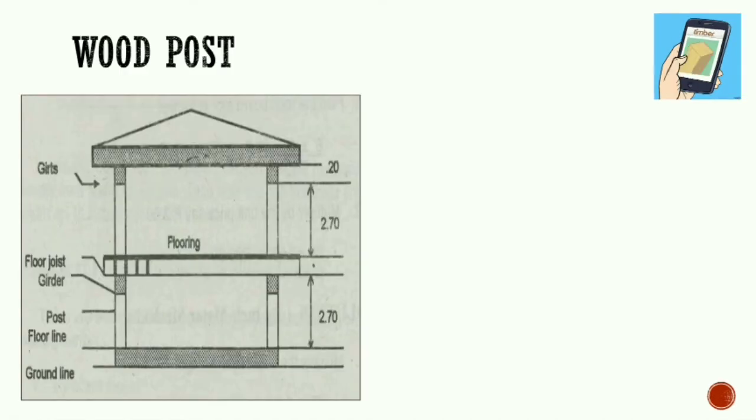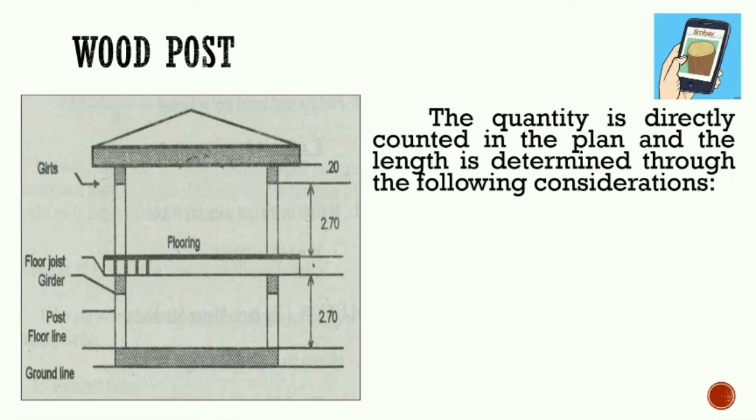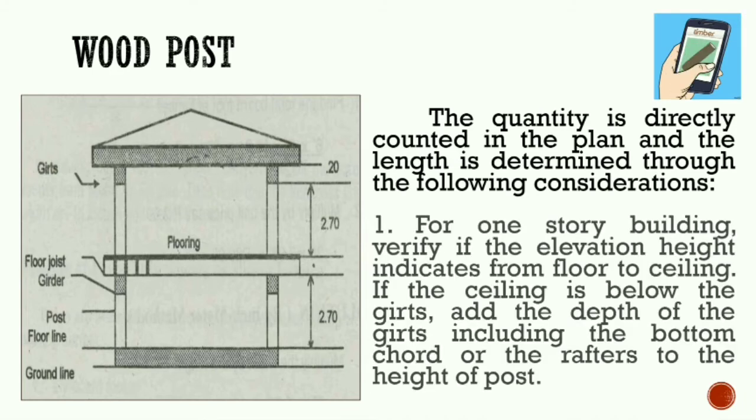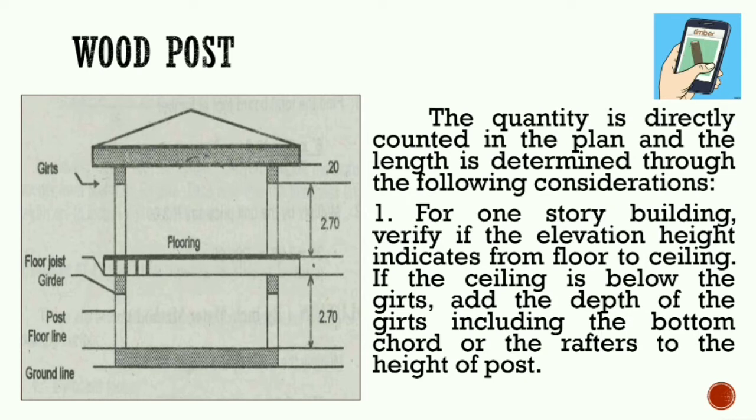So as you can see in the figure, the girts, the floor joist, the girder, the post, the floor line, and the ground line are already indicated together with their dimensions. The quantity is directly counted in the plan and the length is determined through the following considerations. First, for a one-story building, verify if the elevation height indicates from floor to ceiling. If the ceiling is below the girt, add the depth of the girt, including the bottom chord or the rafters, to the height of the post.